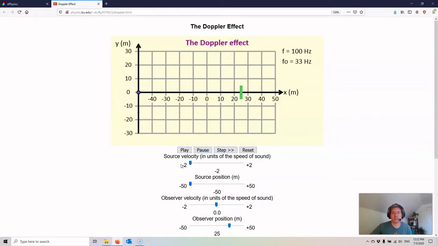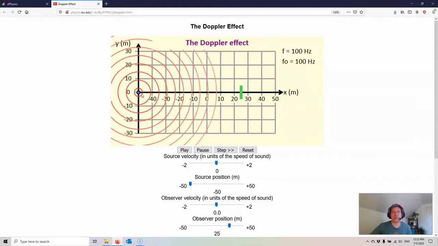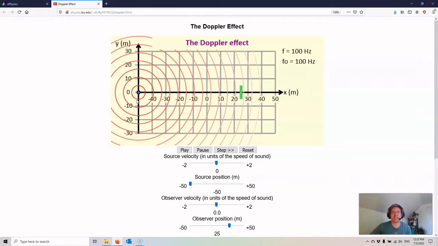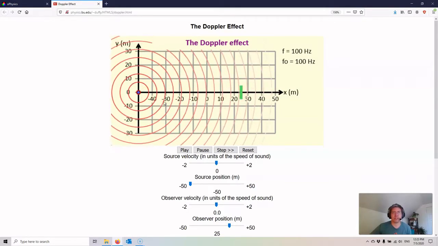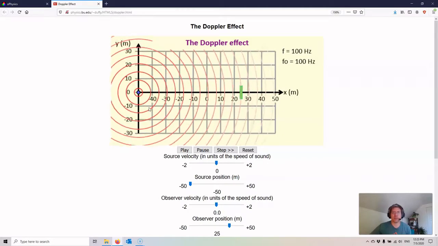Because if you go back to zero, then this is the natural frequency at which this thing emits. But those waves get squished in different directions depending on the motion of that source.